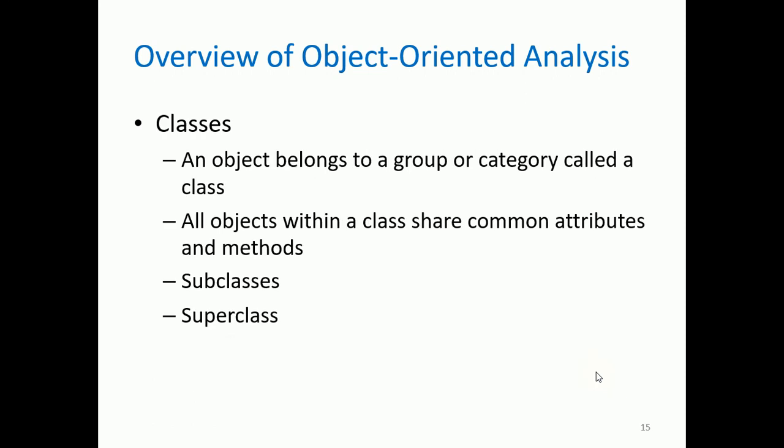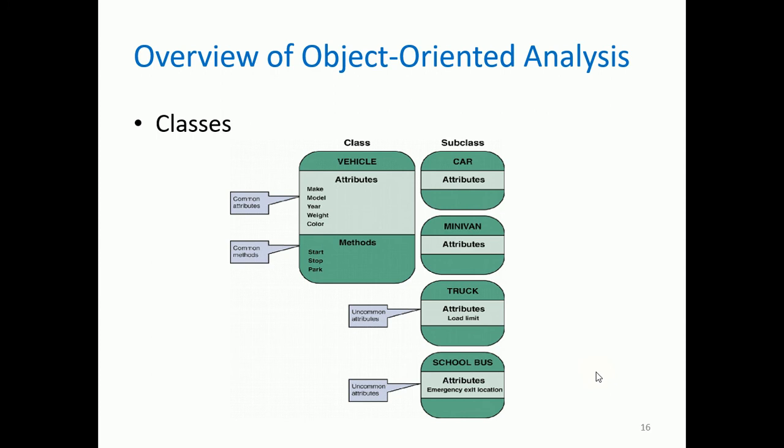So next we have classes. An object belongs to a group or category called a class. All objects within a class share common attributes and methods. So we have subclasses and superclass. To differentiate between subclasses and superclass, let's have this example.